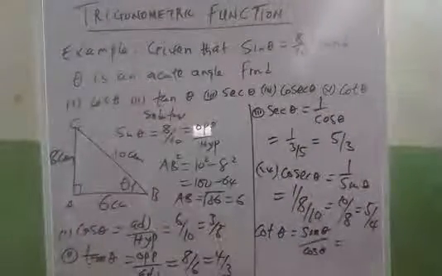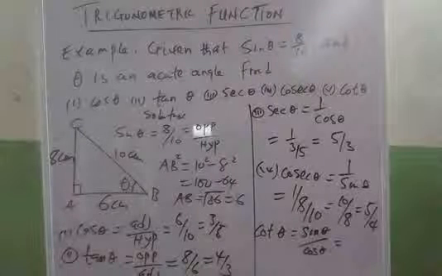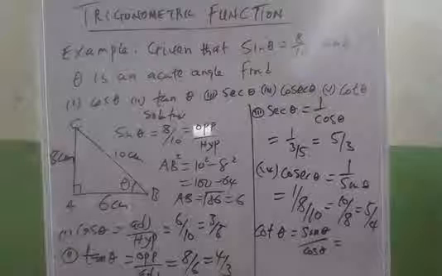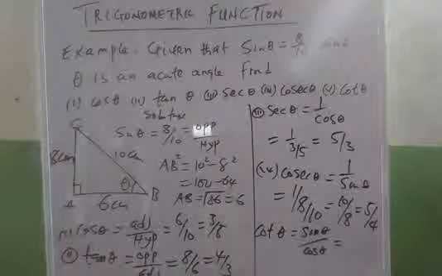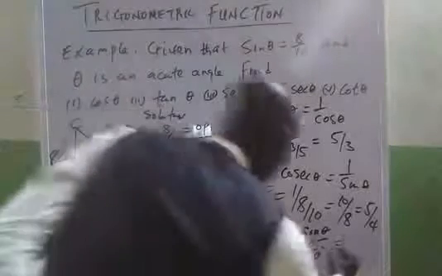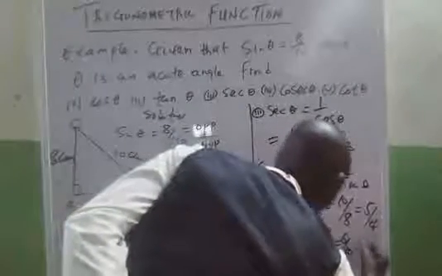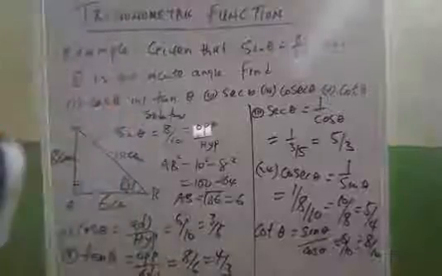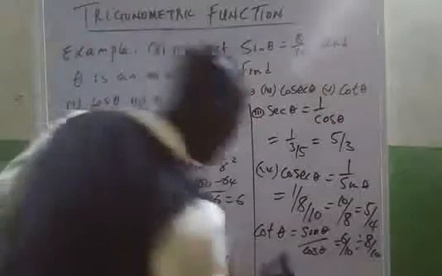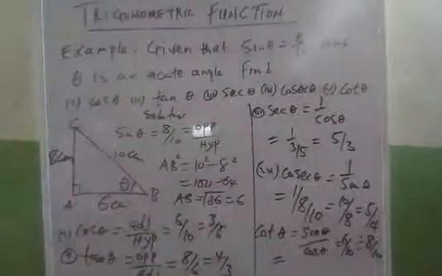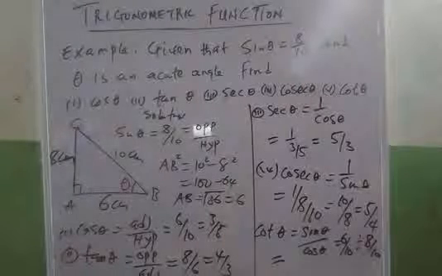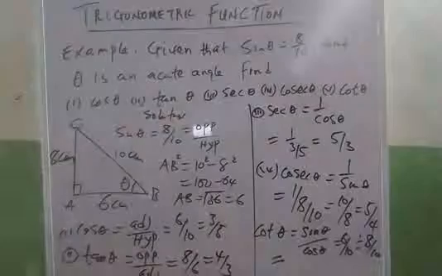So it's the same thing as sin theta over cos theta, and that would be the same thing as 6 over 10 divided by 8 over 10. We have the values already. And if you divide that, this will be the same thing as 3 over 4.